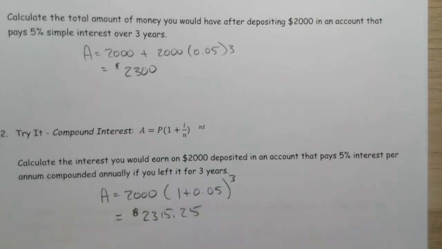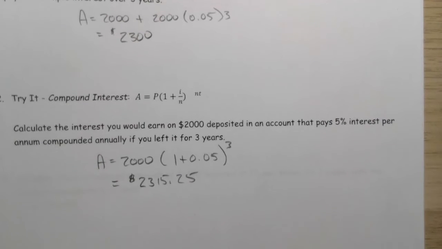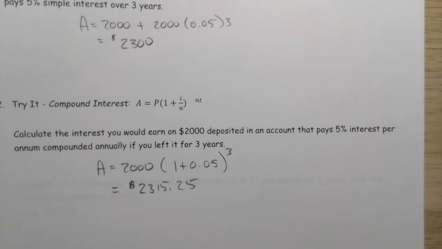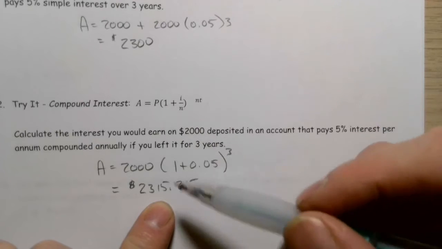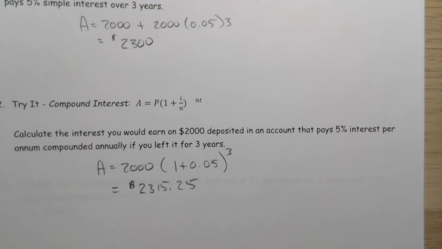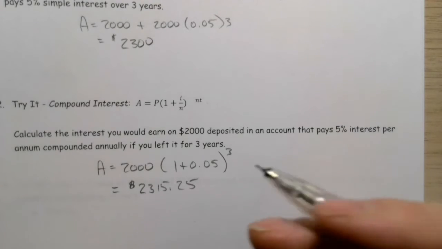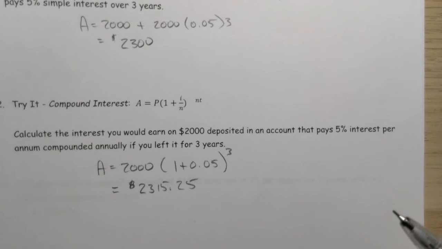And so now notice that it is slightly larger. And that's because every time you add the interest to the account, the next time you calculate the interest, it's going to be calculated on a slightly larger value. And so, yeah, that's not a huge difference over 3 years. But if you can leave that money in that account for substantially longer than that, that difference grows and grows and grows.